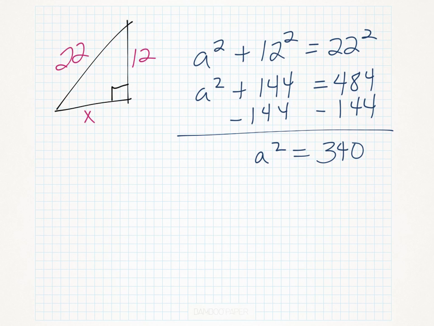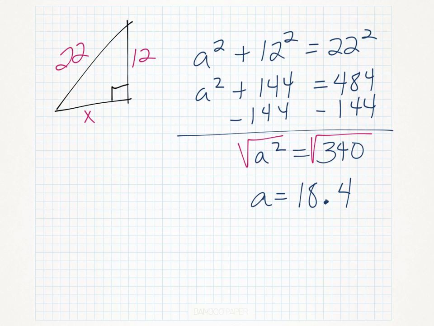So a equals approximately 18.4. If you took the square root of 340 on a calculator, it's going to be 18.4 something something something. Traditionally, you just round it off to the nearest tenth.